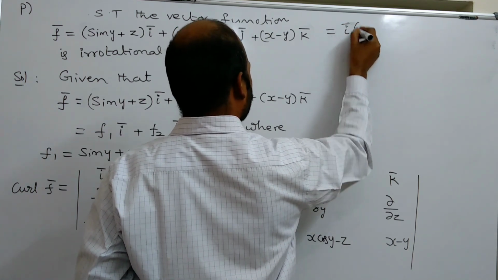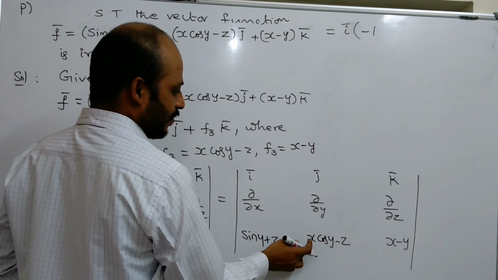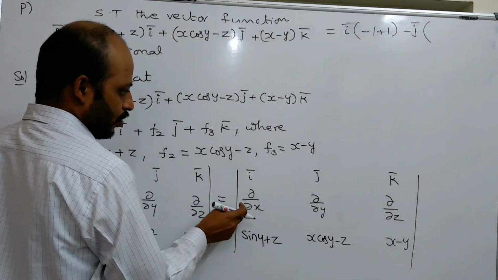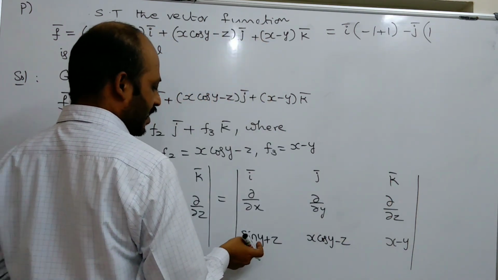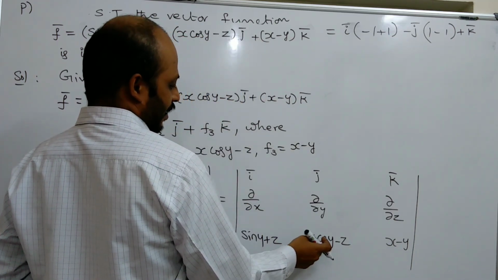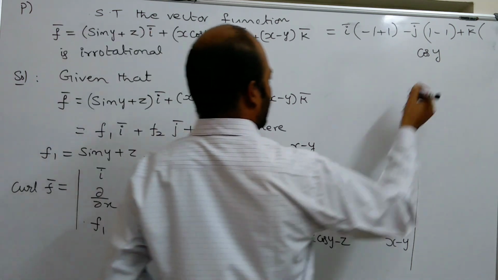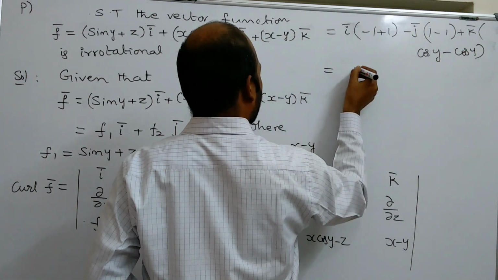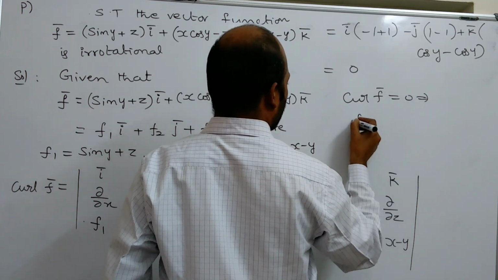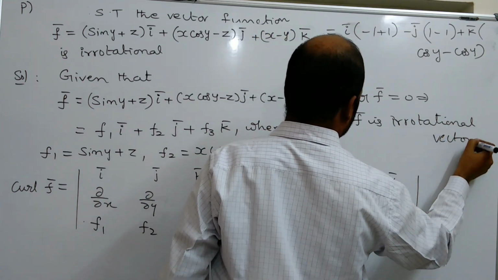Expand the determinant: i bar into dou by dou y of x minus y, you get minus 1; dou by dou z of x cos y minus z, you get plus 1. Minus j bar into dou by dou x of x minus y, you get 1; dou by dou z of sin y plus z, you get minus 1. Then plus k bar into dou by dou x of x cos y, you get cos y, minus dou by dou y of sin y plus z, cos y. Cos y minus cos y is 0. Every term gets 0. So curl f bar is equal to 0. This shows us f bar is an irrotational vector.